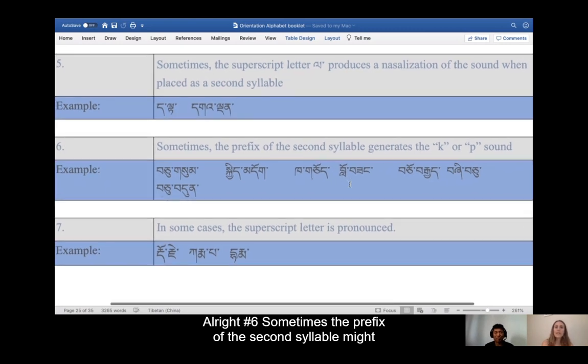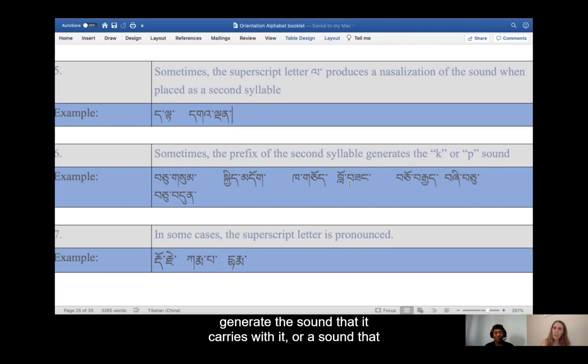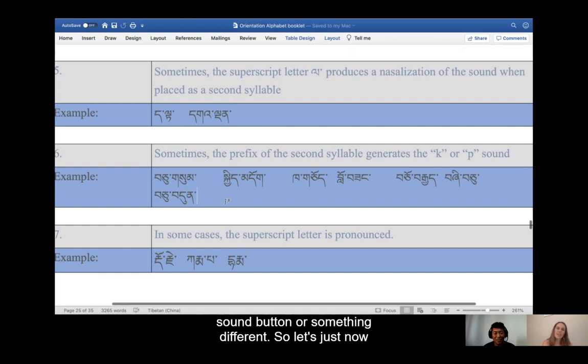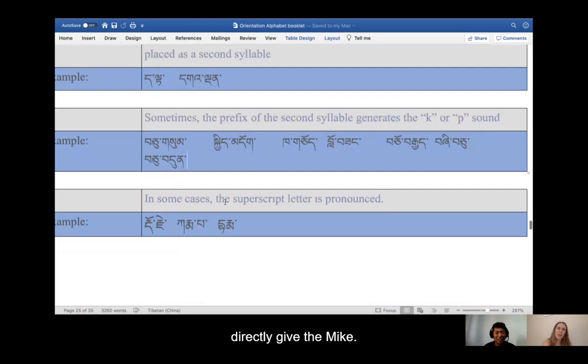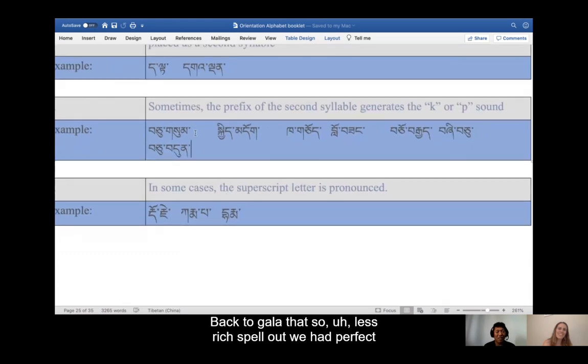Sometimes the prefix of the second syllable might generate a sound that might not necessarily be written there, and that's what it's producing. For example, in some of these numbers you will hear the sound k, and in others, you might hear the sound p, or something different. So let's now directly give the mic back to Genla.